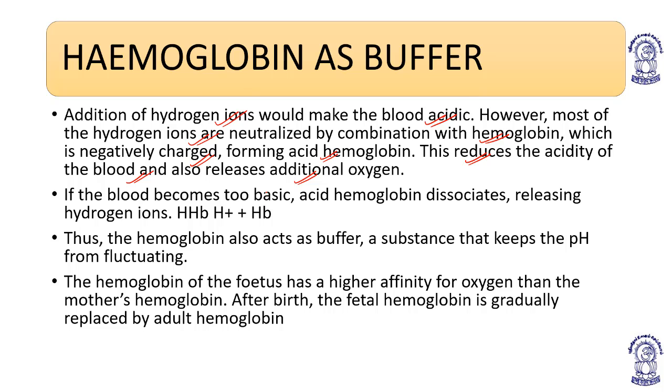If the blood becomes too basic, acid hemoglobin dissociates, releasing hydrogen ions. H plus ions are released. Thus, hemoglobin also acts as a buffer, a substance that keeps the pH from fluctuating. HHb dissociates to form H plus and hemoglobin.